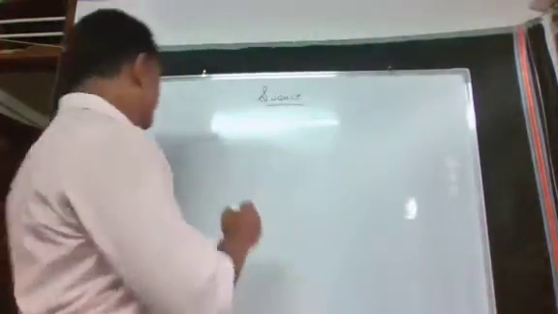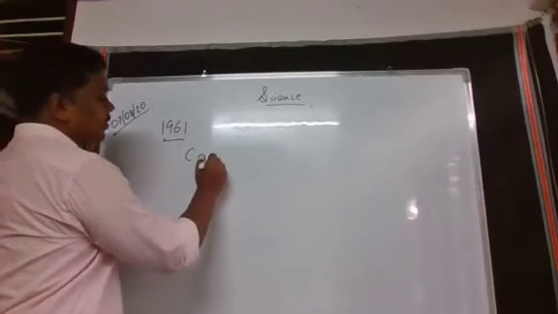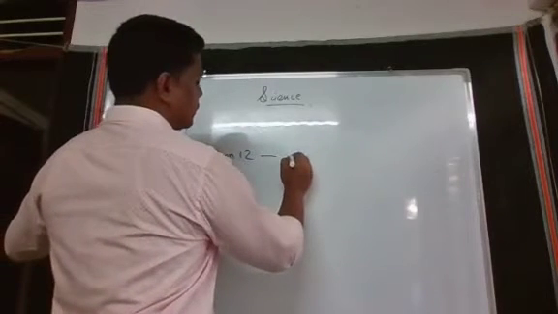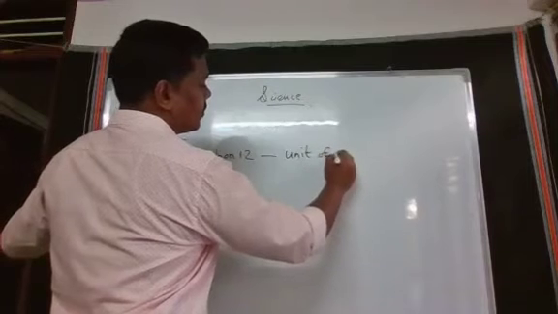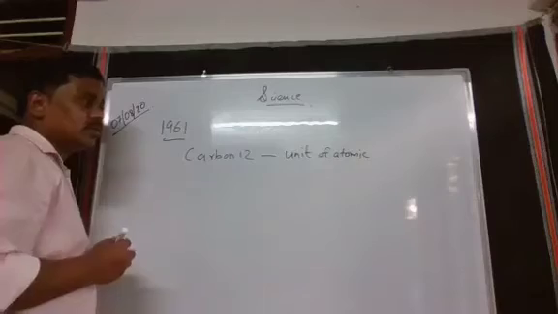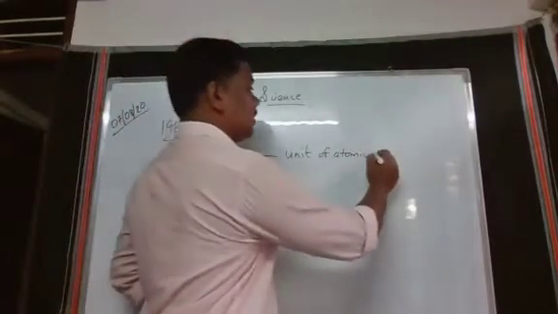In the year 1961, carbon 12 isotope was considered as the unit of atomic mass. It was used as the unit of atomic mass. Okay.